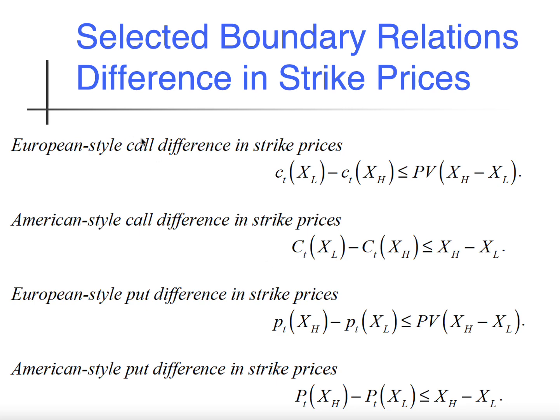The European style call difference in strikes: the present value of the difference in strikes should be greater than or equal to the difference in the call prices. With an American style, there's not the present value. In the case of puts, it's the high strike minus the low, and it's the difference between the put on the high versus the put on the low.